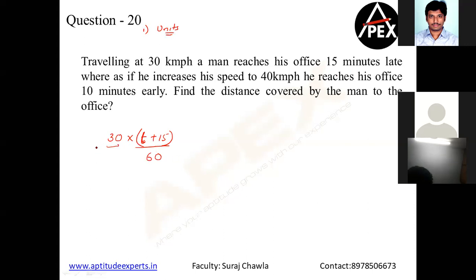Clear? So this becomes my distance covered. Now in the second case he is also traveling the same distance, whereas if he's increasing his speed to 40, he's reaching 10 minutes early. So 10 minutes earlier than the usual time, okay?